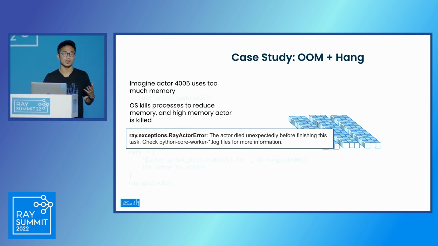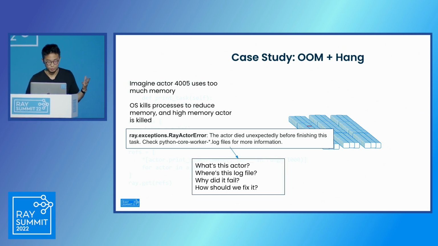I would be like, okay, wait a minute, which actor died? I have 30,000 there. Where do I find the log? Even if I see the log, what should I do after going through the log? So these are examples of why debugging Ray before might have been difficult.